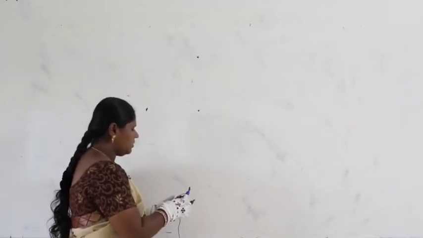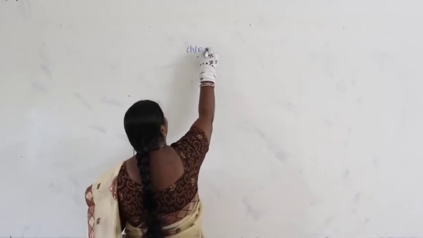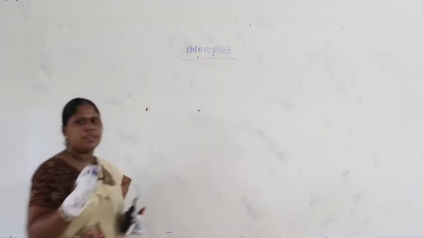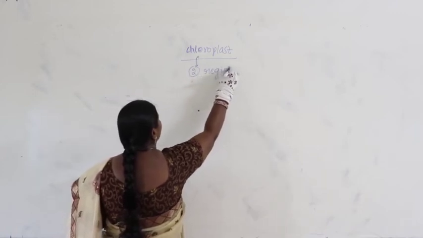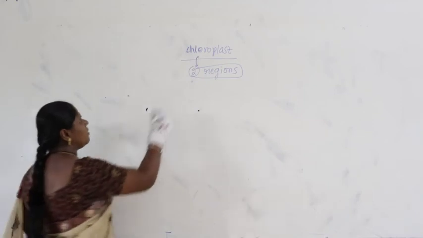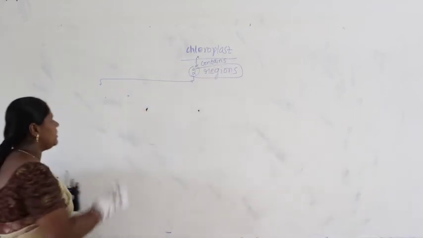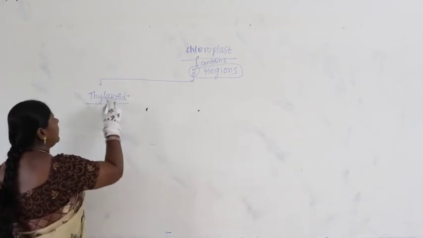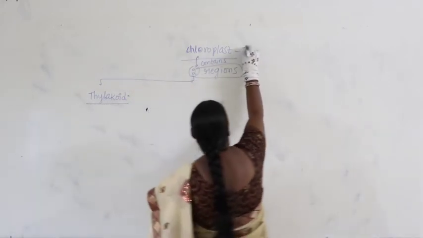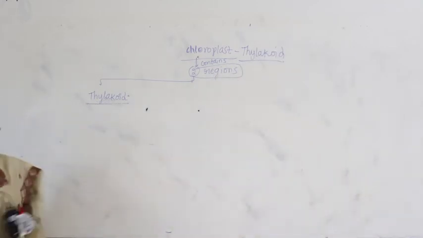So if you take the chloroplast, within this chloroplast we have two regions. Which are the two regions we find? Thylakoid has two regions. Better you write down: chloroplast thylakoid contains two regions. Which are the two regions we say?